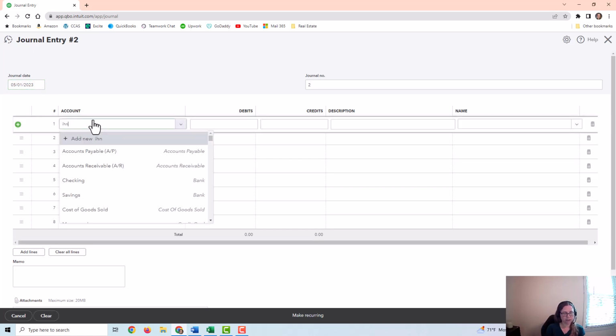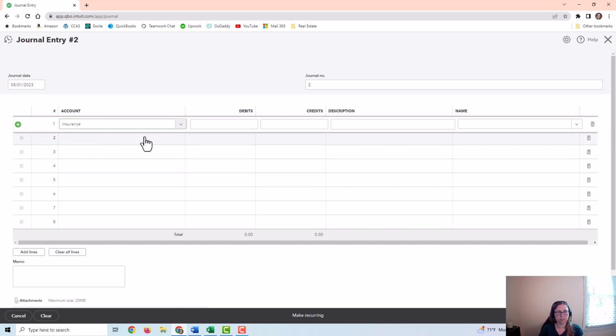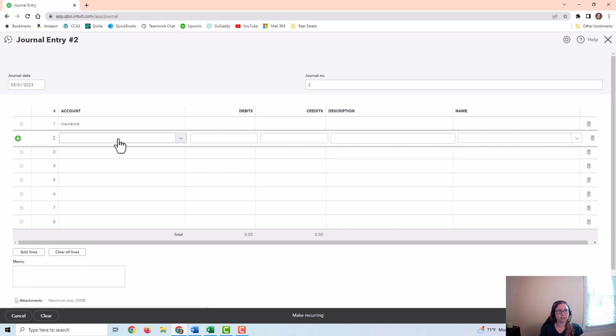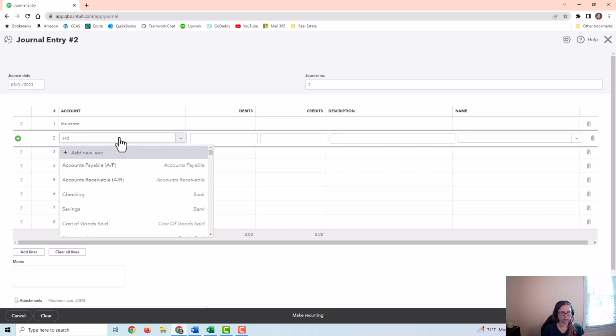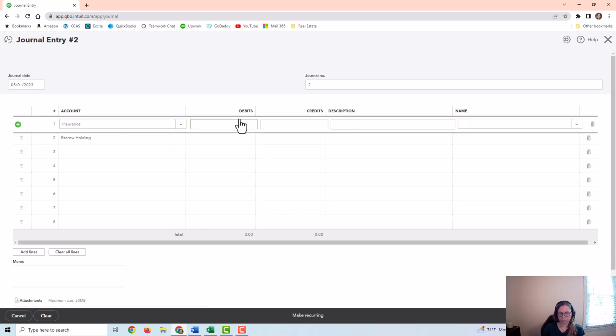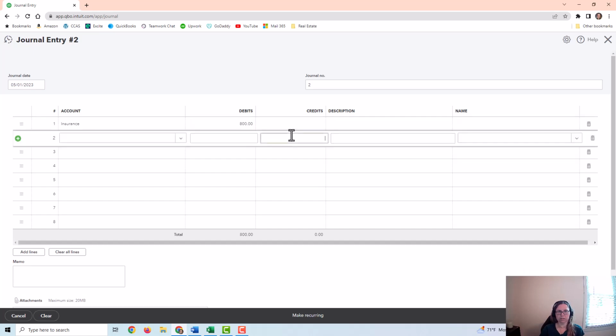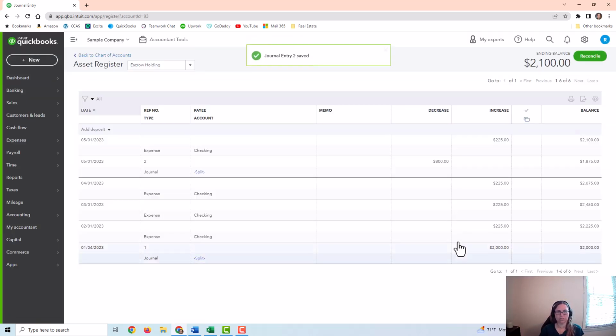Let's say on May 1st, the mortgage company pays insurance. Now, this is not a direct deduction from your checking account because they're holding that money, not you. So you're going to debit the expense and credit escrow holding. So let's just say they paid an $800 insurance bill on May 1st. Okay, so you can see that's just going to be a deduction.